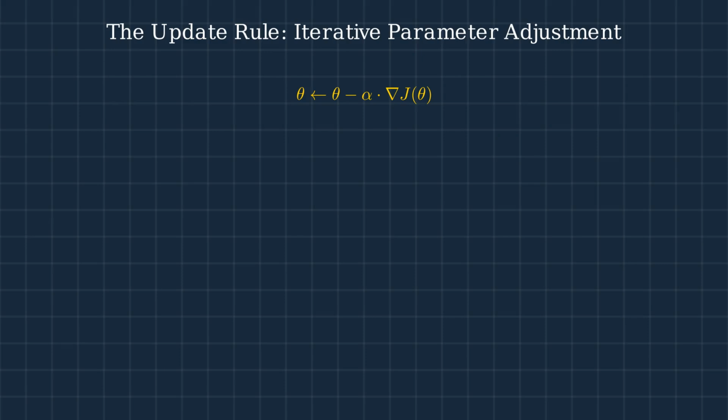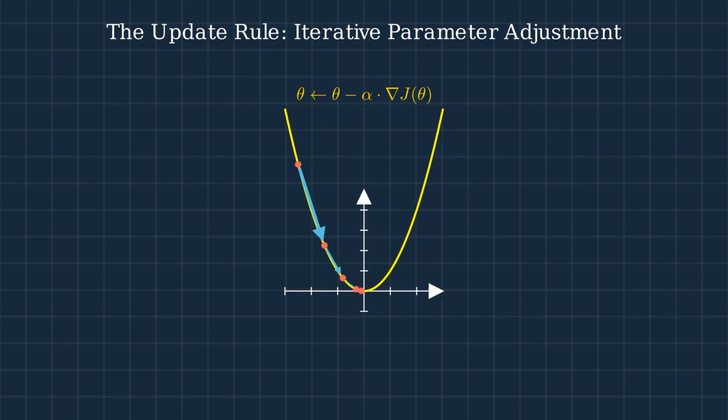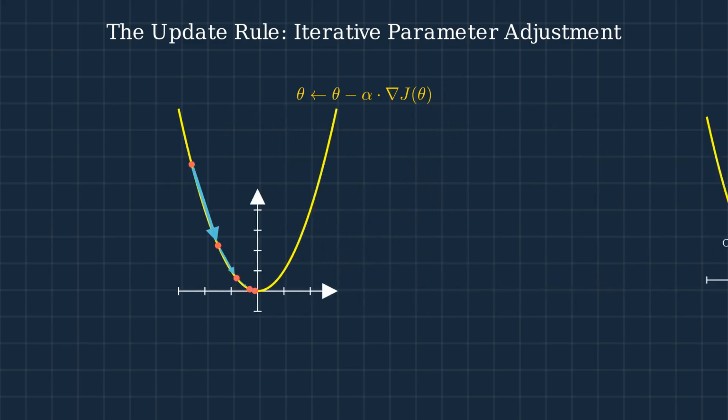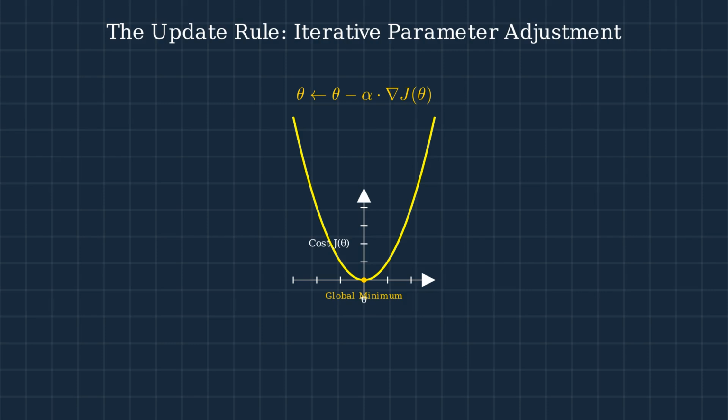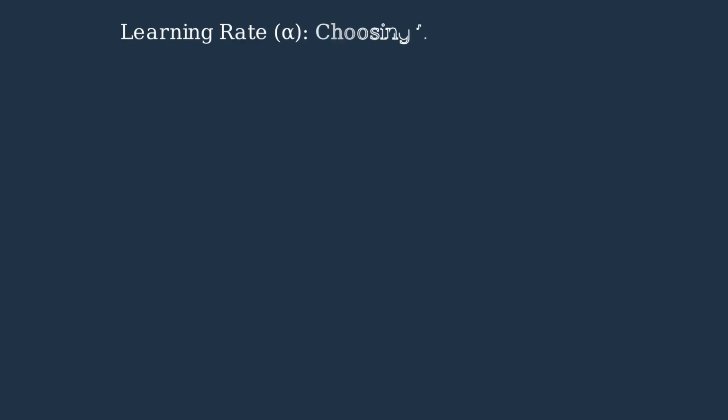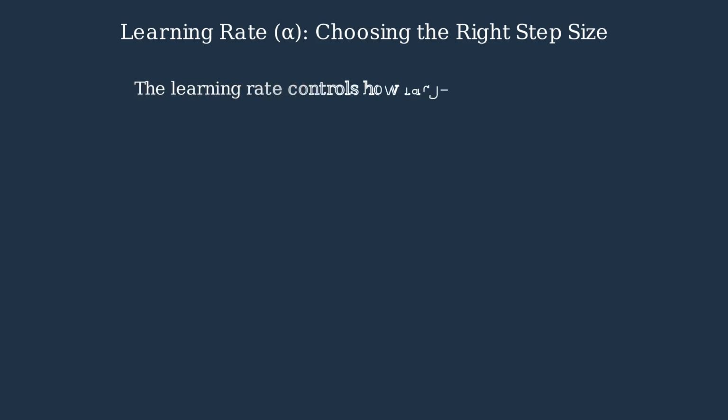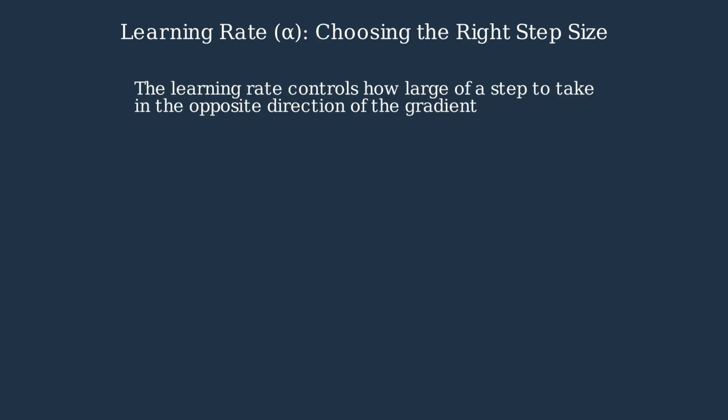For a model with one feature or multiple features, we update each parameter simultaneously. This process continues until we reach the minimum of the cost function. At this point, our model parameters have converged to their optimal values, minimizing the prediction error. The learning rate, denoted by alpha, is a crucial hyperparameter in gradient descent. It controls the size of the steps we take during each iteration of the optimization process. In the parameter update rule, the learning rate scales the gradient to determine how much we adjust our parameters.